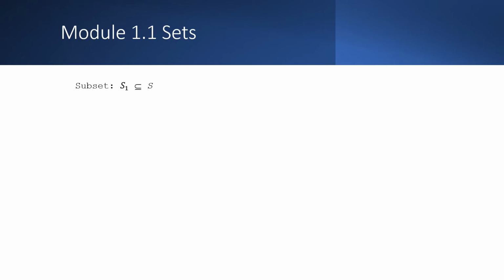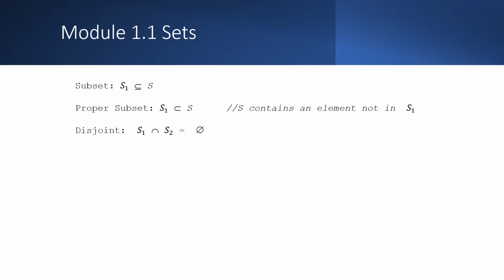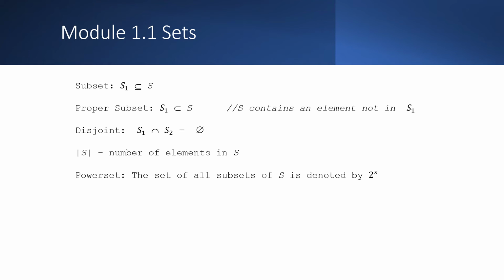Subset. This is notation for a subset. This is saying that S1 is a subset of S. A proper subset means that S contains an element not in S1. Disjoint: as long as you get the term disjoint, if you intersect S1 with S2, then you get the empty set. That means there are no members in S1 that are also in S2. This notation means the number of elements in a set. The power set, the set of all subsets of S, is denoted by the power set, which is also 2 to the S.